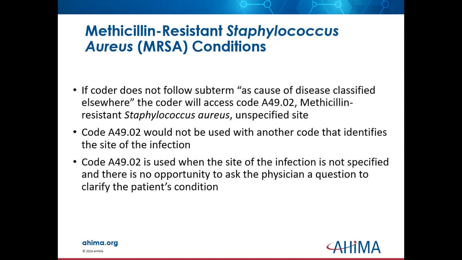If the coder does not follow the subterms as a cause of disease classified elsewhere, the coder will access code A49.02, methicillin-resistant Staphylococcus aureus, unspecified site. We don't use that code when we have a specified site, in other words, with a code that identifies the site. A49.02 is used when the site of infection is not specified.